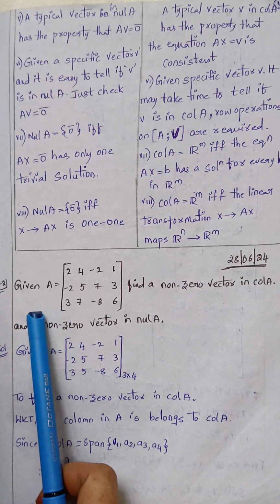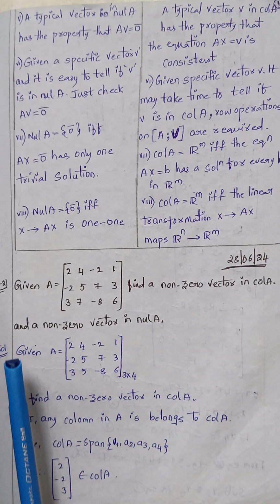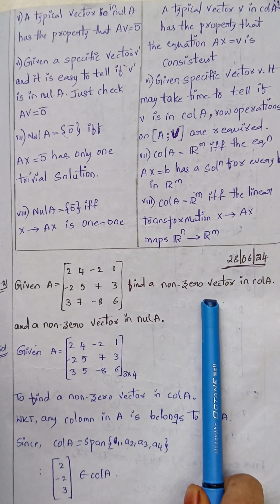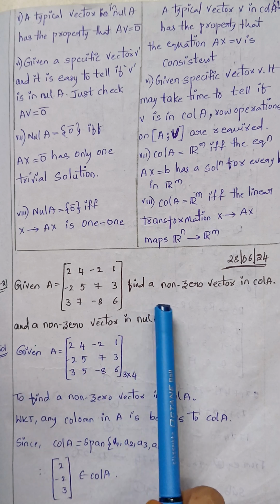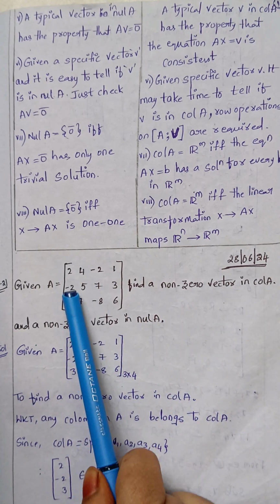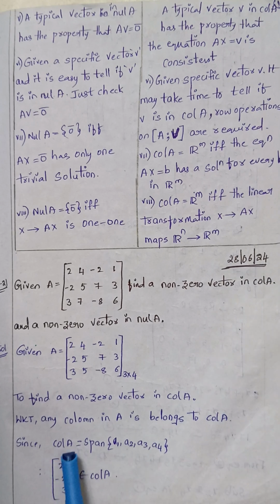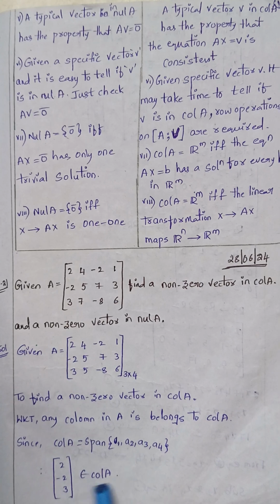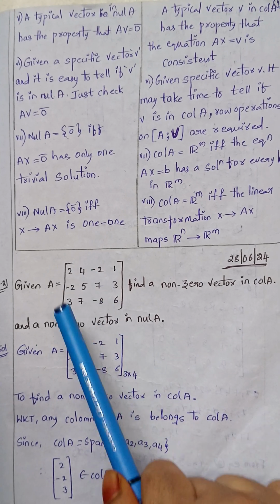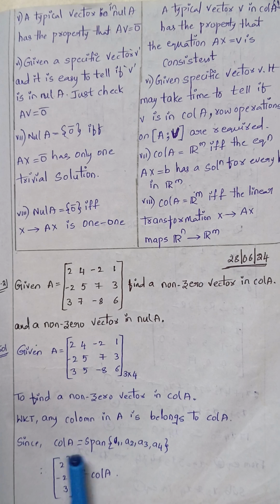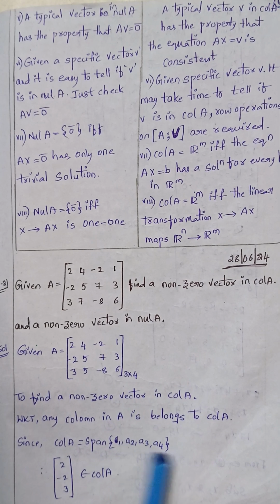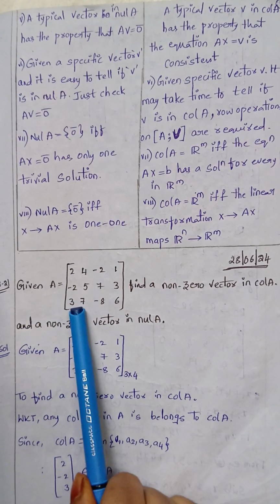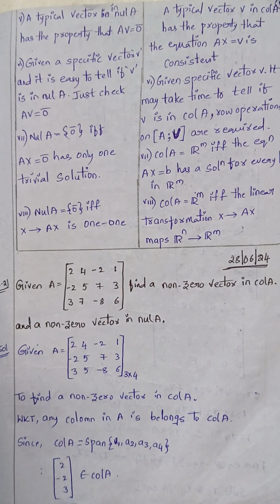Here is one question. Matrix A is given. Find a non-zero vector in column A and a non-zero vector in null A. So, find a non-zero vector in column A. Already we discussed previously that any vector in column A is nothing but any column in matrix A. So here a non-zero vector in column A means take the first column, which belongs to column A, or else you can take the second column, because column A is the span of all these vectors, in the sense the span of linear combinations of all columns in A. That's why we are taking any column in A, which belongs to column A.